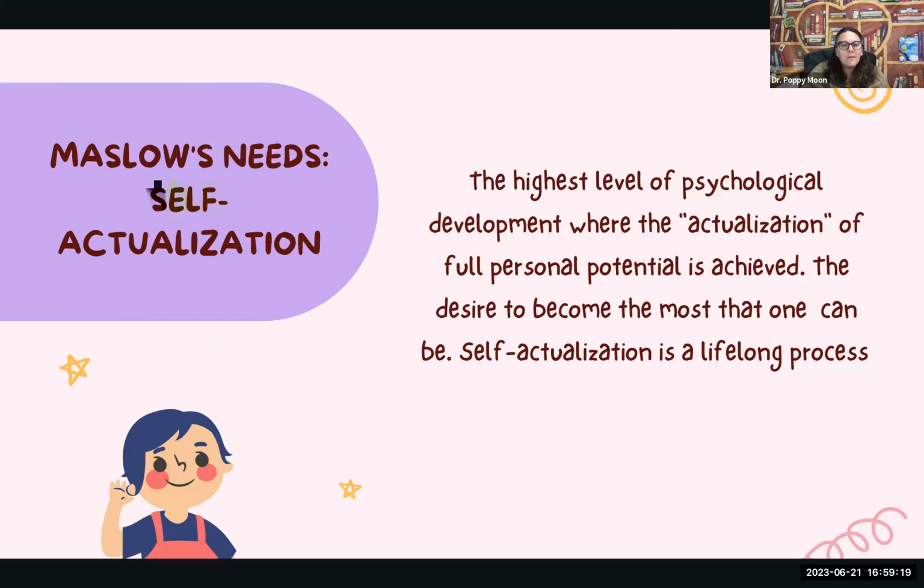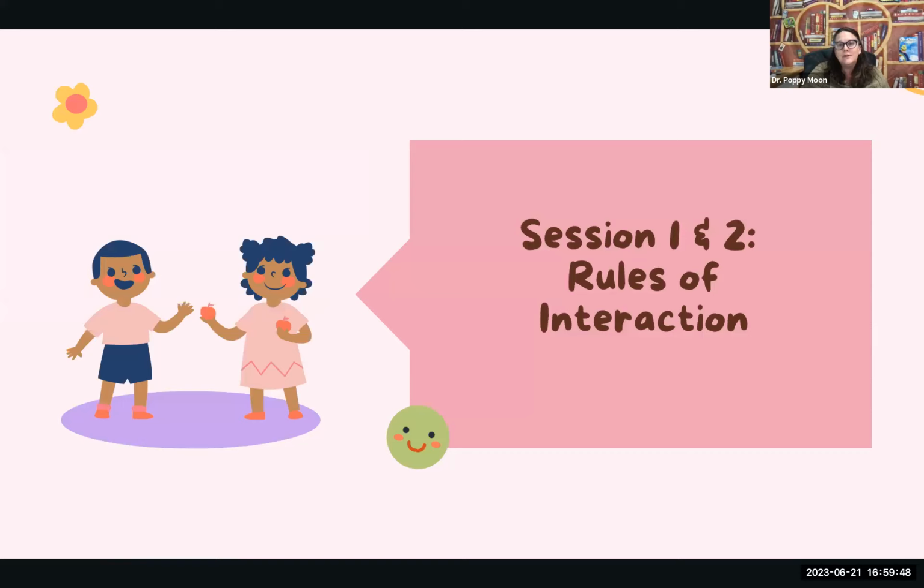So at the very top of Maslow's pyramid, we have self-actualization. And that's where we realize our full potential. We're striving to be the very best person that we can possibly be. Self-actualization is a lifelong thing. You guys are going through that now as you're working on your graduate degree. Once you finish the graduate degree, you're going to be working really hard on becoming an amazing counselor. And it just keeps going and going. So self-actualization, the tip of the iceberg, it never stops.